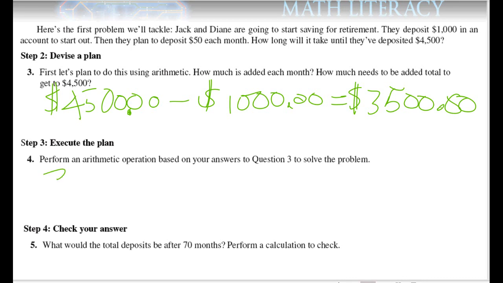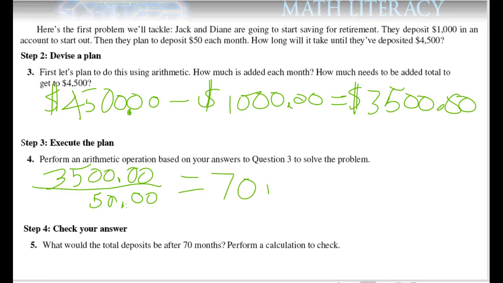And I need 3,500. I need to see how many 50s are in 3,500. I'm going to use division to tell me that. So there are 10 50s in 500. There are 20 50s in 1,000. I've got 3,000, so I've got 3 20s and a 10, which gives me 70 months.